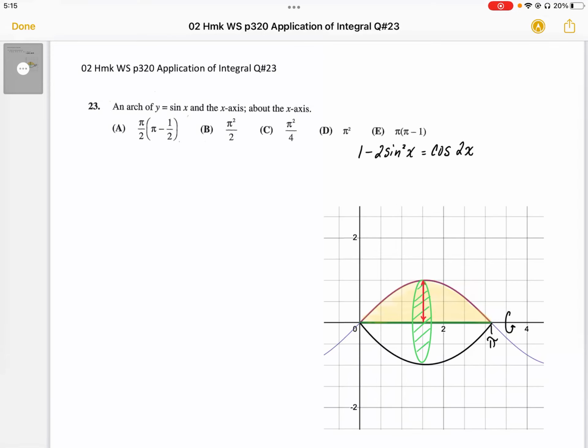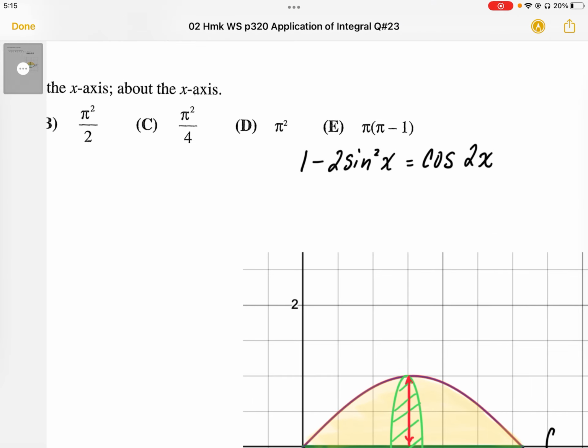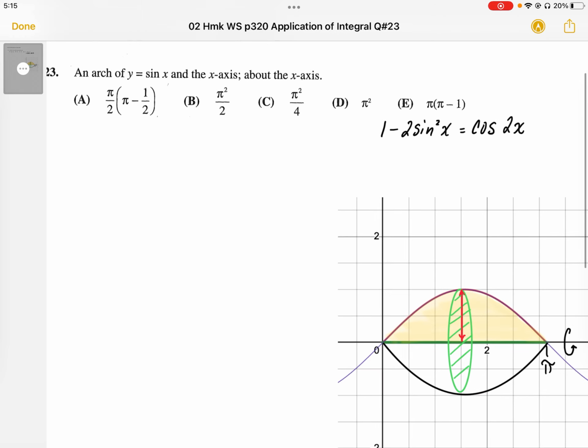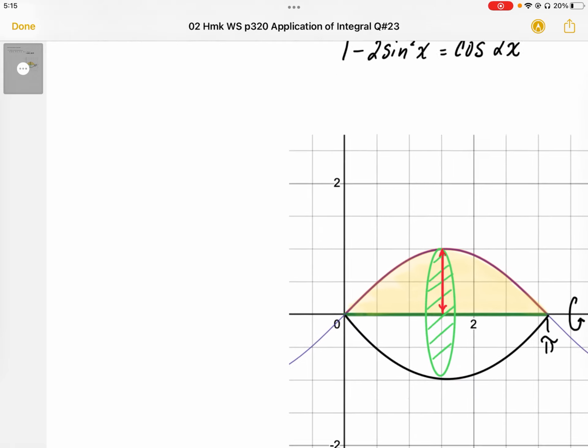Page 320, number 23. This question is going to need this identity: 1 minus 2 sine squared x equals cos 2x. We'll get to that a little later, but this is a double angle identity for cosine. The question gives us the arc of y equals sine x and the line y equals 0, or the x-axis.